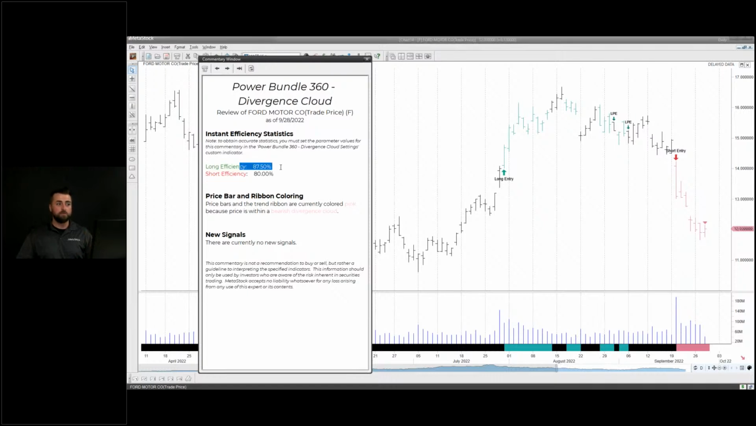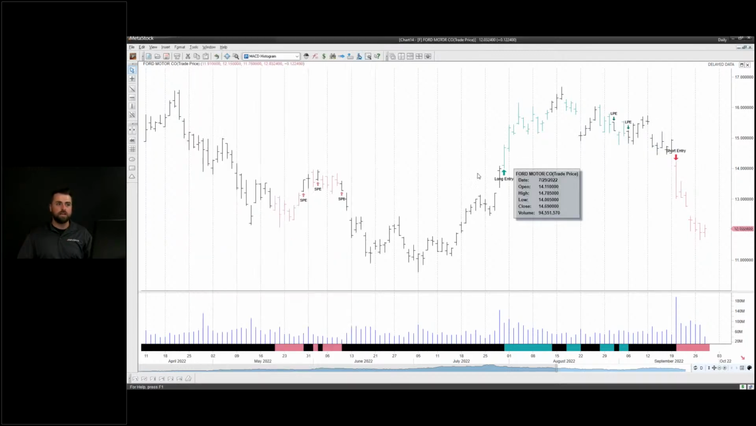So again, we have really good long efficiency and short efficiency with forward on this one. And you get the same long entries and short entries, and this one provides you with partial exits instead of just exits, and you get colors on your screen that can also help you a lot with the trading.